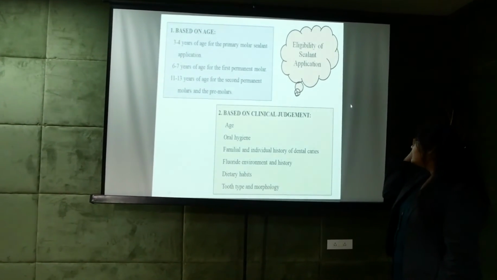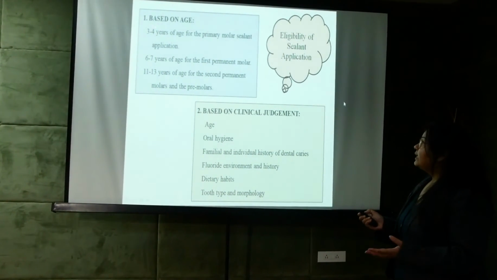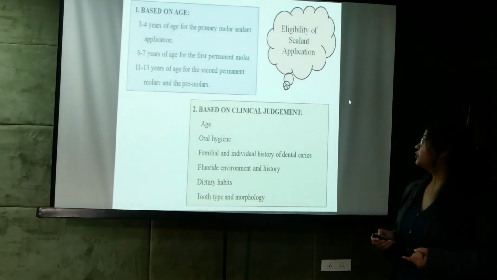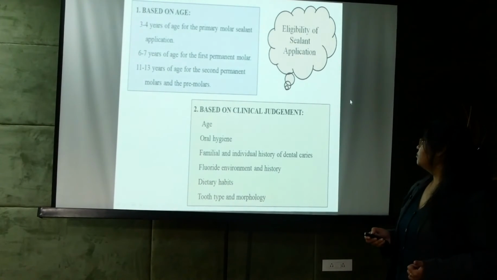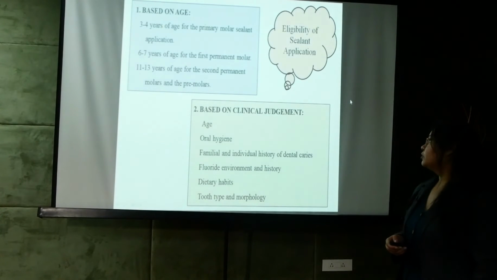The timing of sealant application depends upon age. Among 3 to 4 year olds, primary molar sealant application should be done. At 6 to 7 years of age for the first permanent molar, and at 11 to 13 years of age when the second permanent molar erupts, we should do PFS.